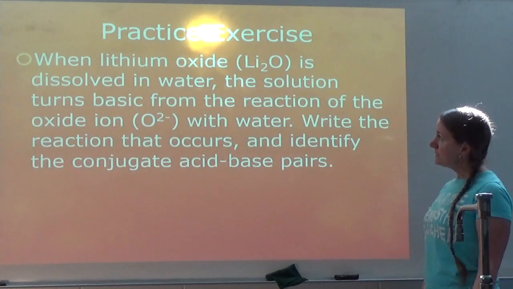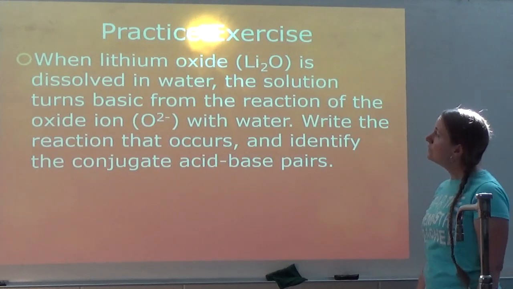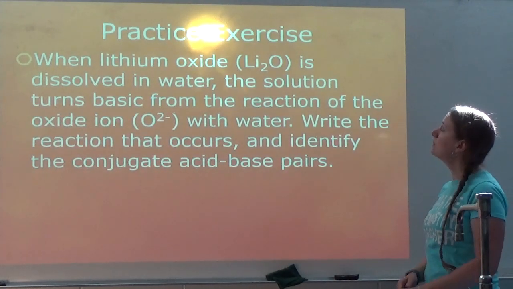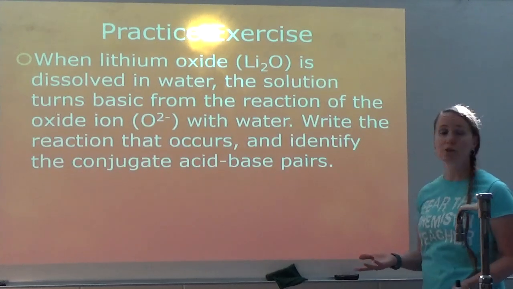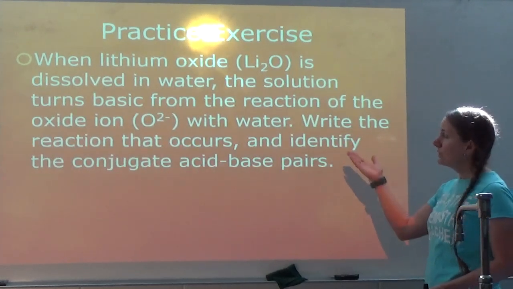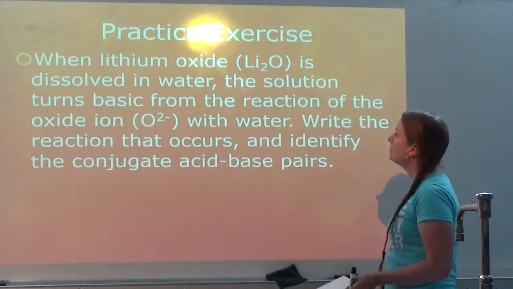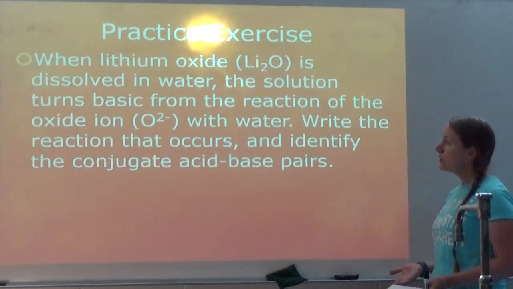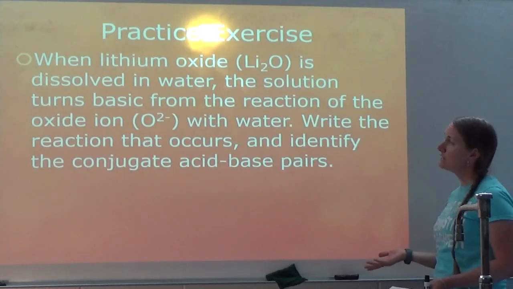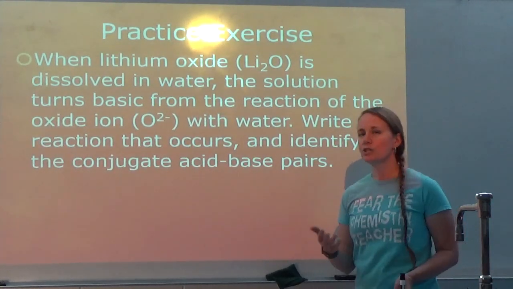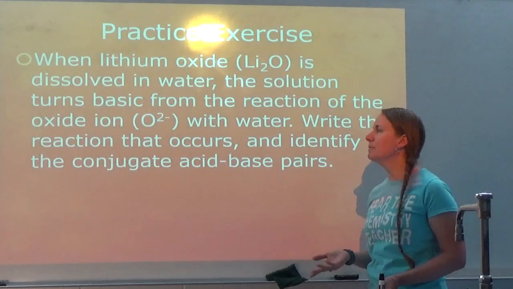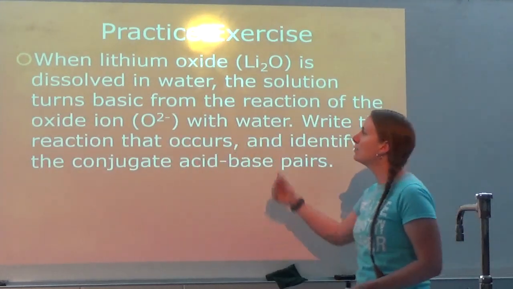So when lithium oxide, which is Li2O, is dissolved in water, the solution turns basic from the reaction of the oxide ion, which is O-2, with water. In other words, it's telling me the O-2 ion is going to react with water. Write the reaction that occurs and identify the conjugate acid-base pairs. Even if you're not sure what the reaction is going to be, I don't know what O-2 and water make.